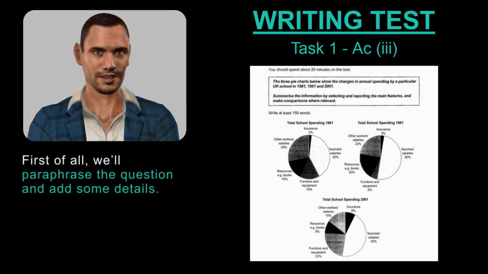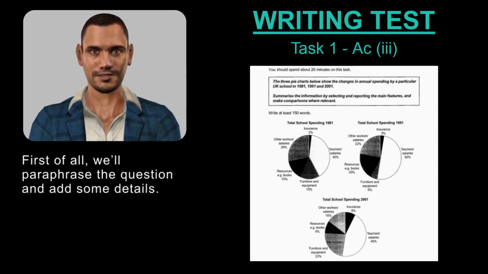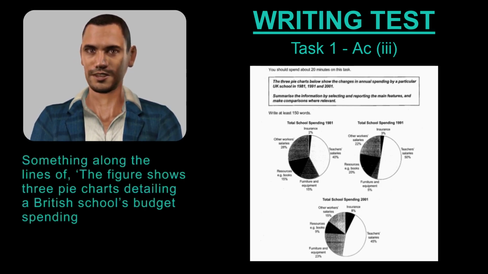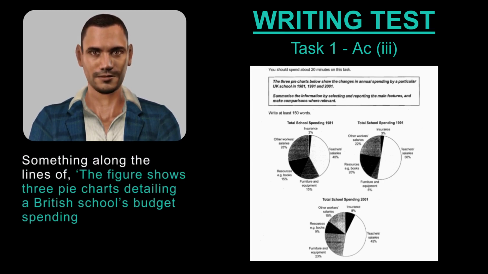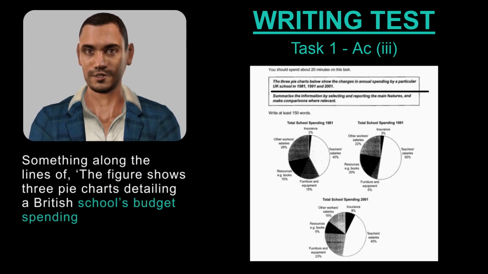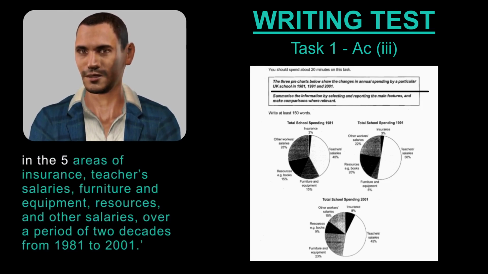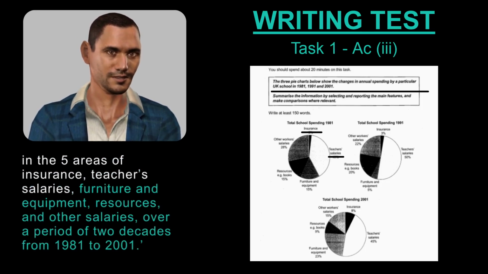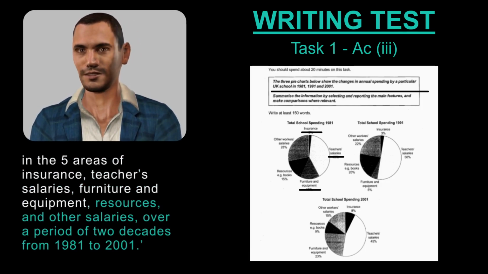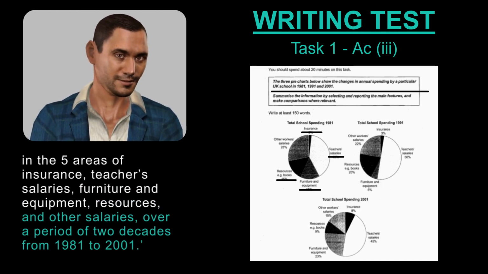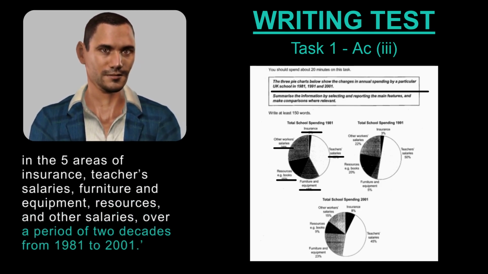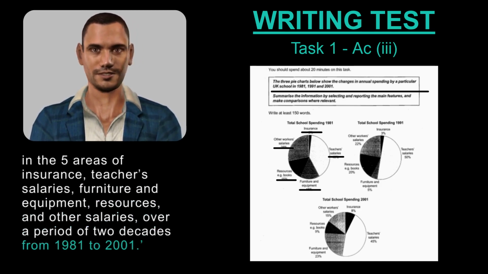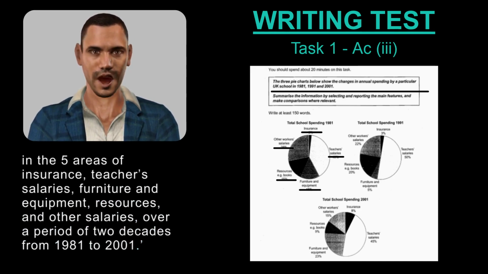First of all, we'll paraphrase the question and add some details. Something along the lines of: the figure shows 3 pie charts, detailing a British school's budget spending in the 5 areas of insurance, teachers' salaries, furniture and equipment, resources, and other salaries, over a period of 2 decades, from 1981 to 2001.